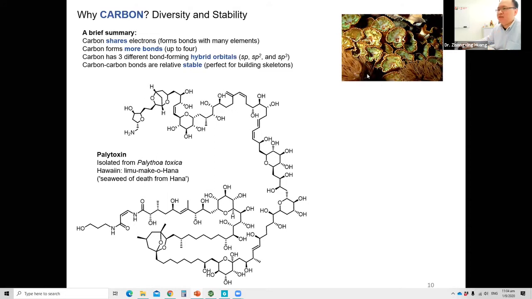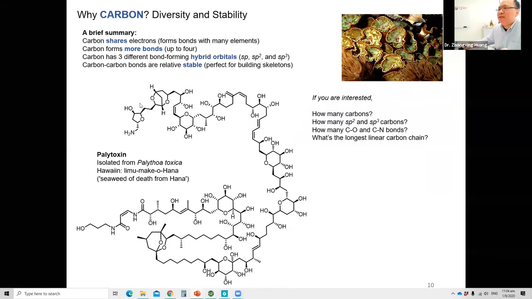It's probably toxic. You can see all these complex structures with different bond formations. If you are interested, you can figure out how many carbons are there, how many sp2 and sp3 carbons, how many CO bonds, CN bonds, and what's the longest linear carbon chain. I actually counted the number of carbons here. It's more than 100. I won't do this here because it's a waste of valuable lecture time. But if you are interested, just go figure it out, okay?